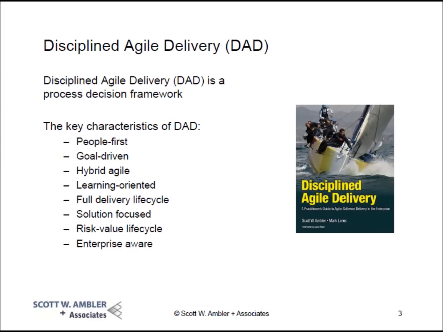So anyways, what's Disciplined Agile Delivery all about? The first key point is that it's a process decision framework, and I'll walk you through a few slides in a couple of minutes of what that means. But it's really a process decision framework, and the reason that's important is because project teams are making very important process decisions on a fairly regular basis, and unfortunately, they generally don't have the process knowledge to do that.